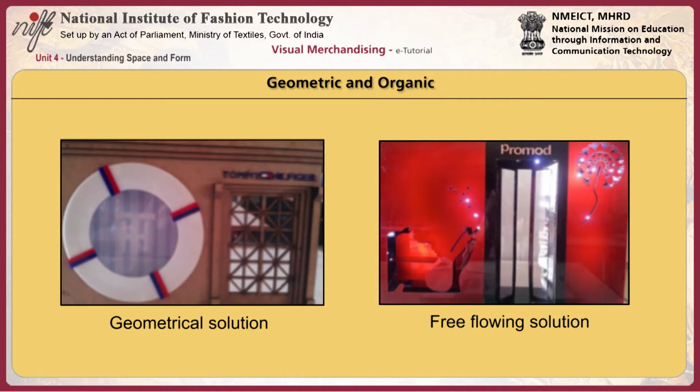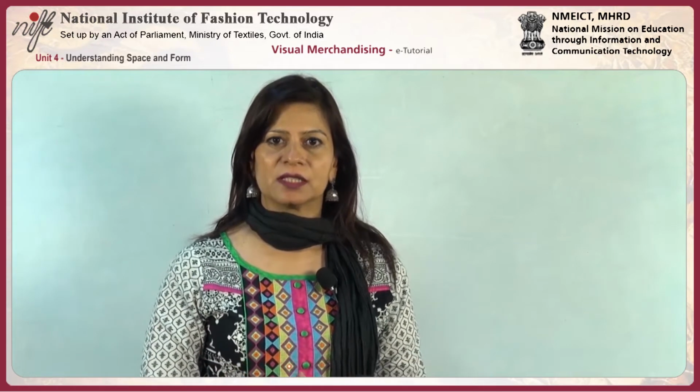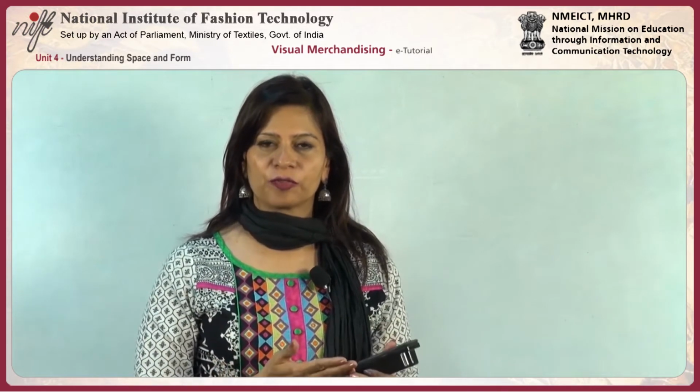Here are geometric and organic, or free-flowing, solutions for a window or facade given by students in the class for the brands studied by them. The first one, for Tommy Hilfiger, is a very geometrical solution, and the second one, for Pramod, is a free-flowing solution. If one tries to understand the brand, one can see that both these solutions, geometric and organic, very well represent the brand and femininity.